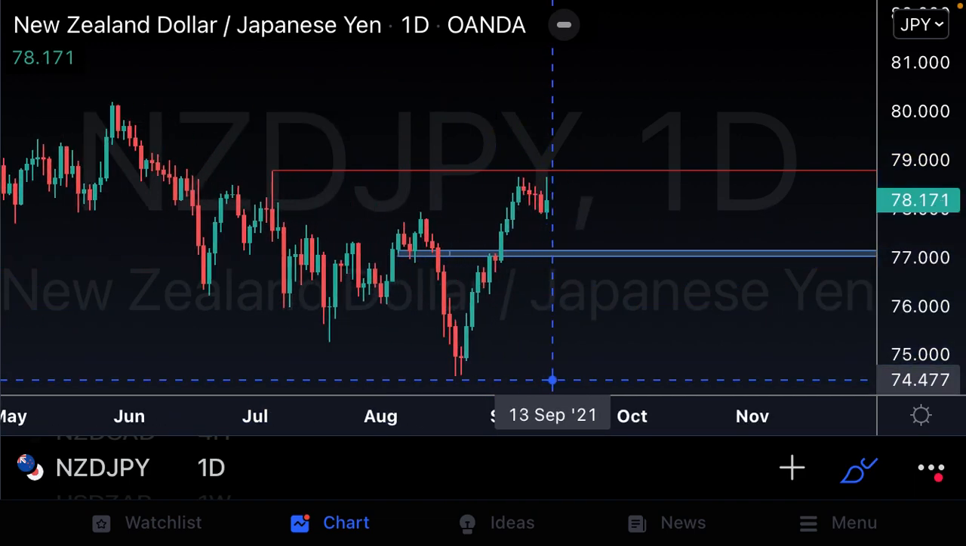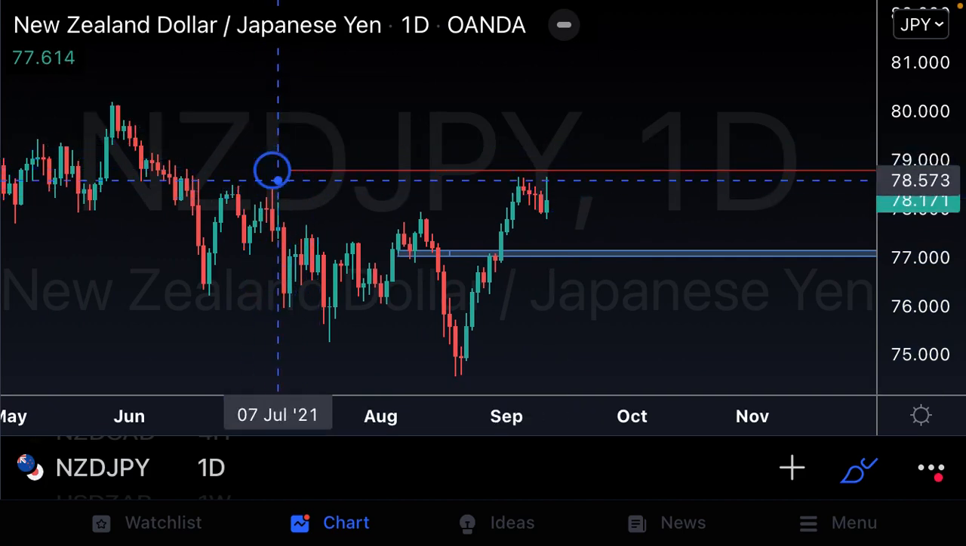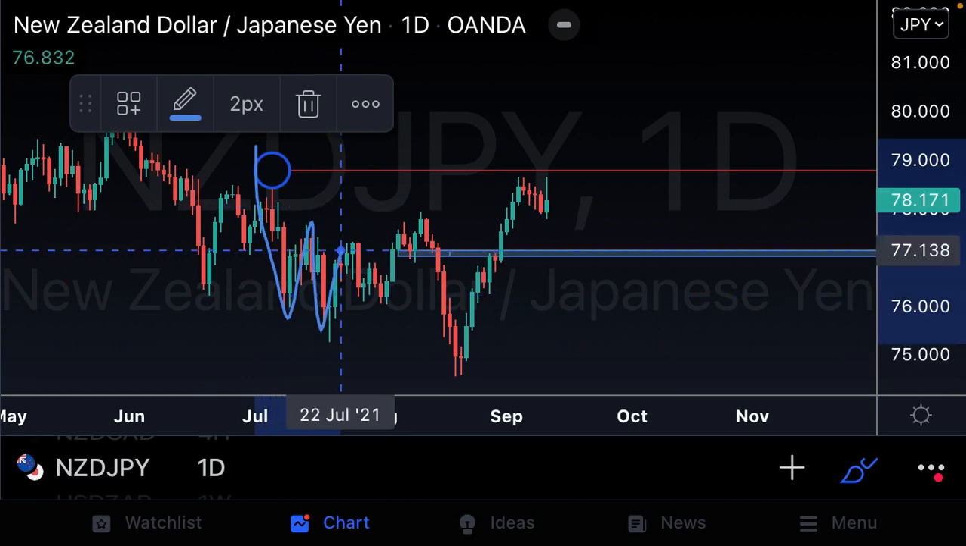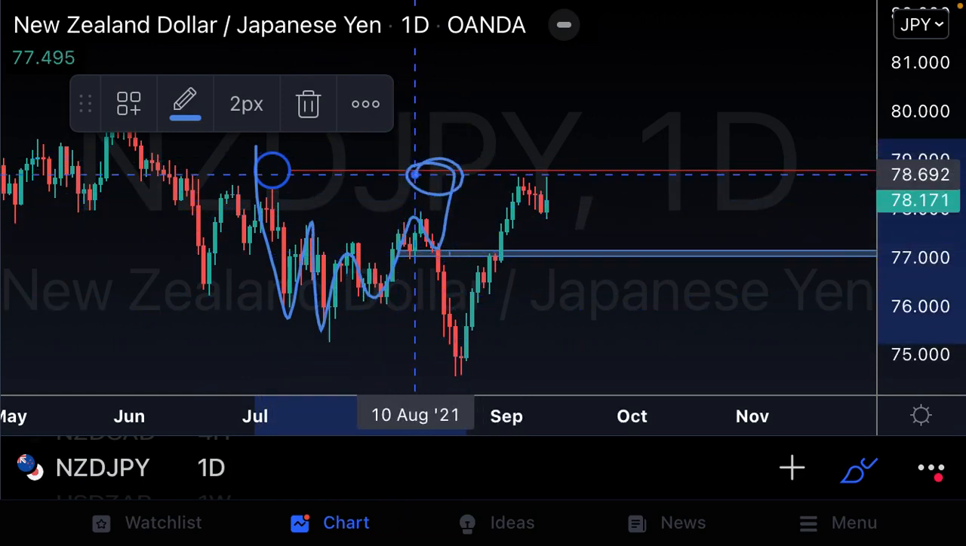So we understand that this is an important key area of resistance, where when we had our previous bias and we saw this nice inverse head and shoulders over here, we were expecting prices to come and terminate at this area here.